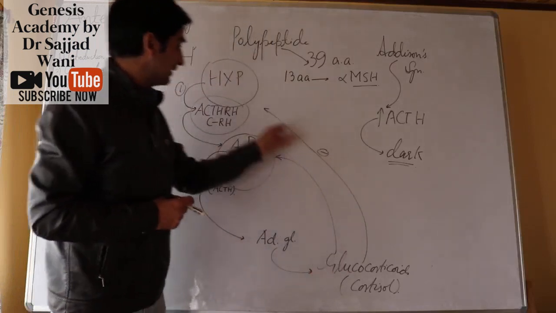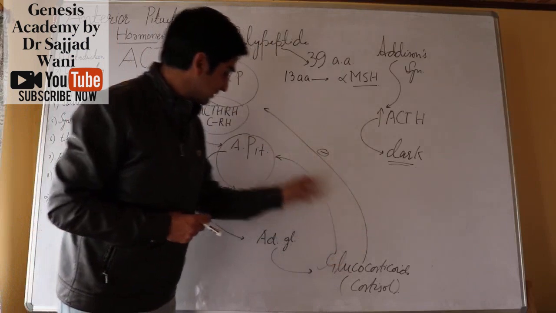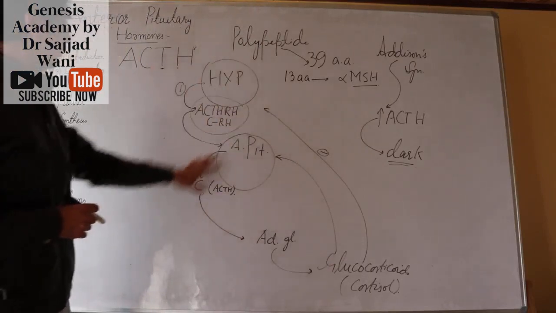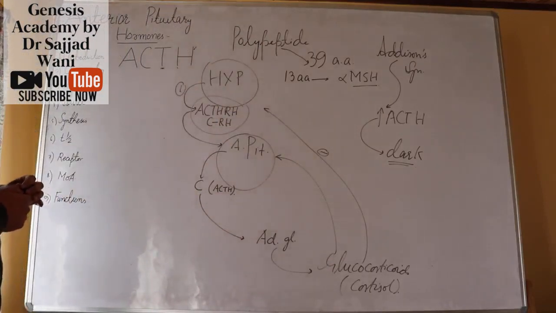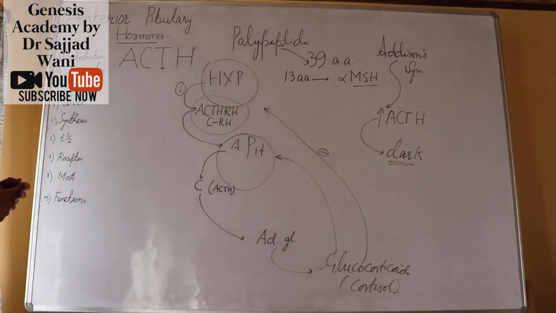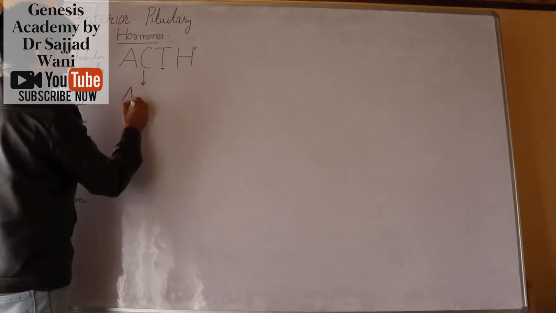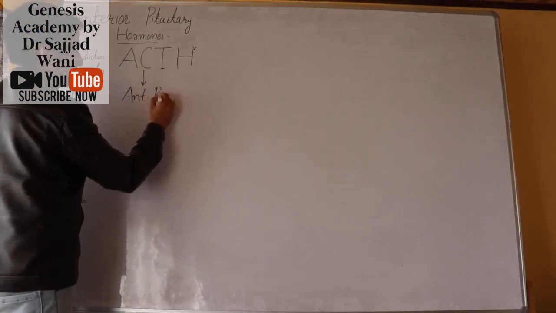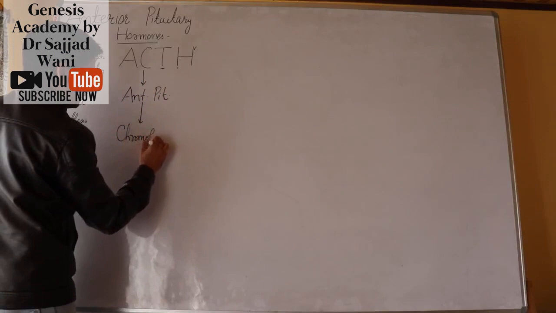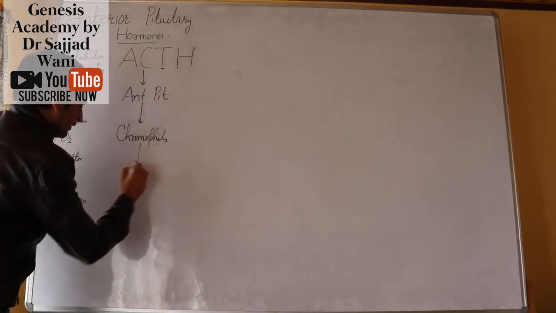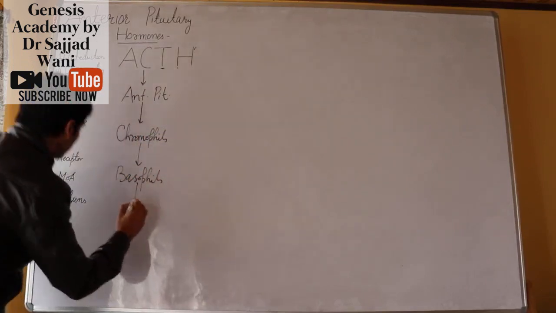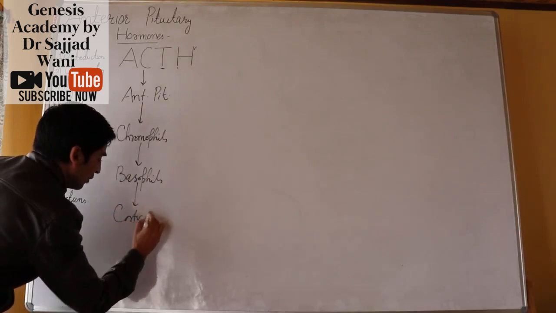The negative feedback takes only a few minutes, but this mechanism takes hours, it takes days. So this is all about the regulation of ACTH, adrenocorticotrophic hormone, by the corticotropin releasing hormone and by the glucocorticoids from the adrenal cortex. Right? So adrenocorticotrophic hormone comes from the anterior lobe of the pituitary, where it is formed in the chromophils, in the basophils. It is formed in the cells known as corticotropes.